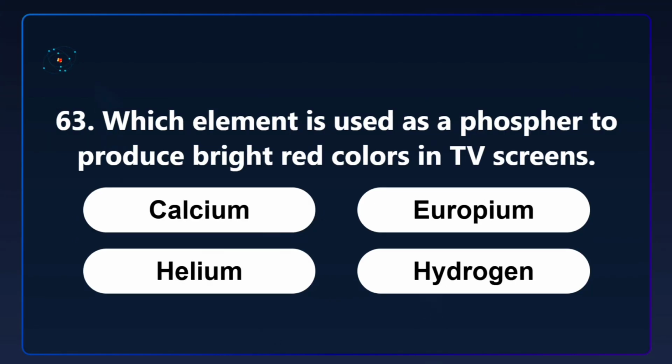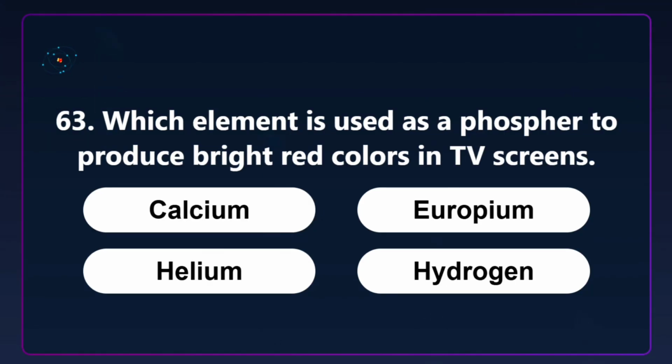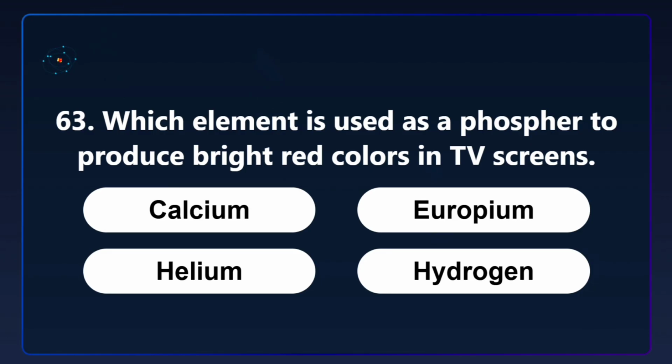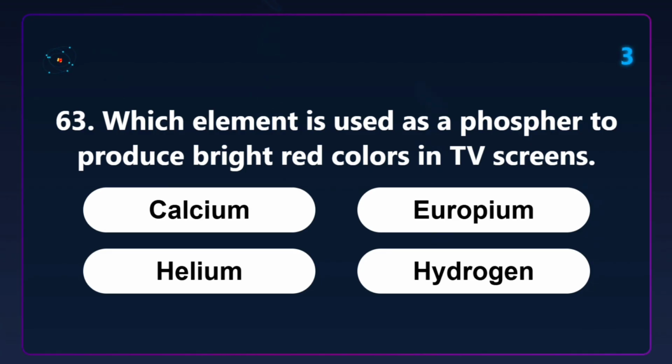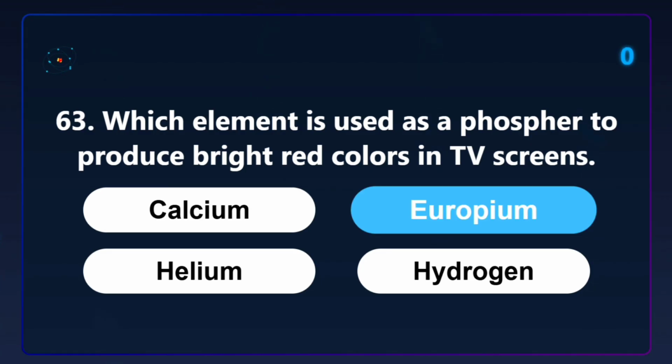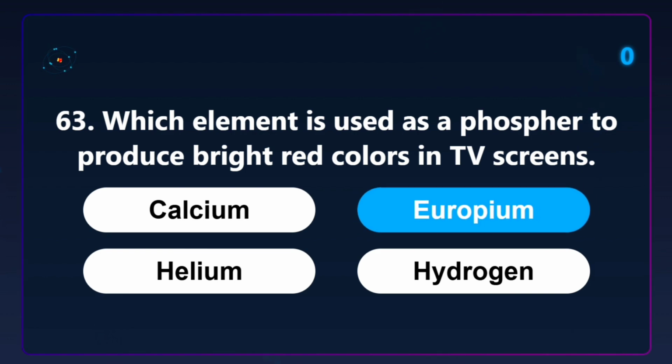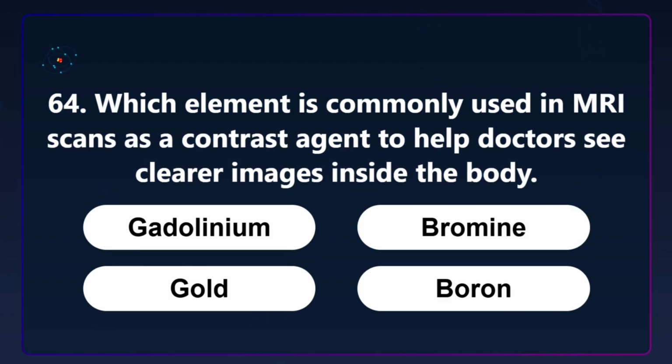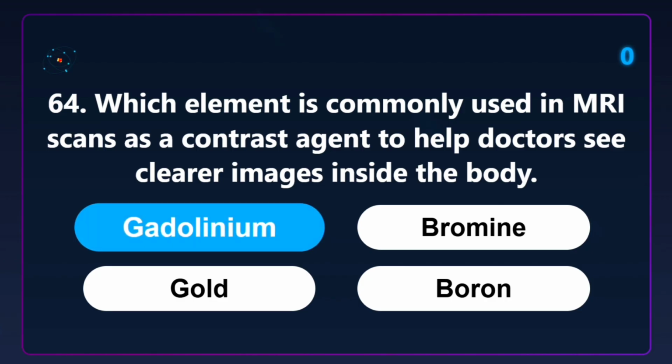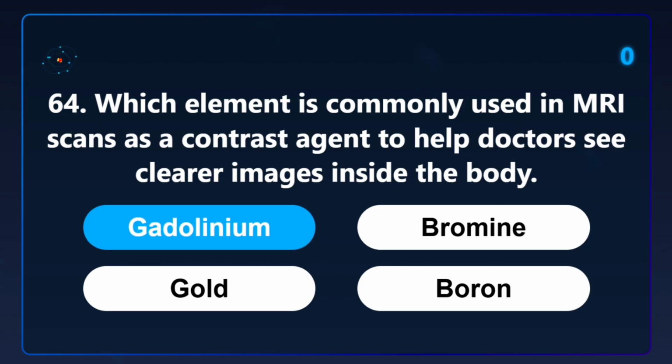Question 63. Which element is used as a phosphor to produce bright red colors in TV screens? The answer is europium. Question 64. Which element is commonly used in MRI scans as a contrast agent to help doctors see clearer images inside the body? The answer is gadolinium.